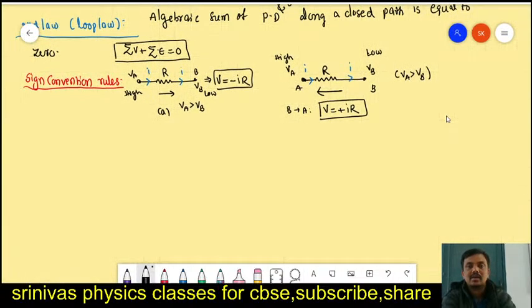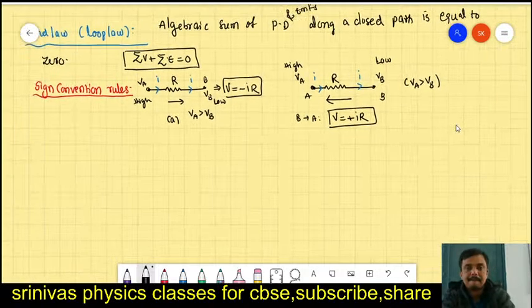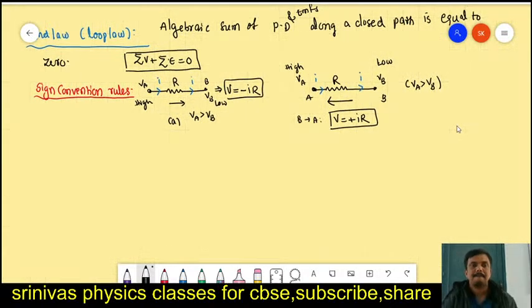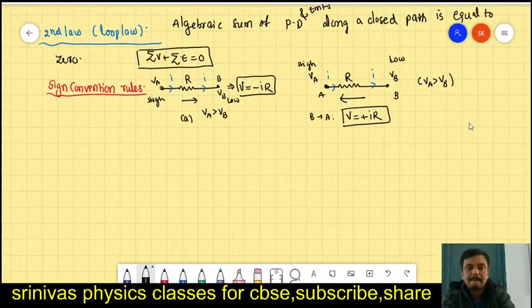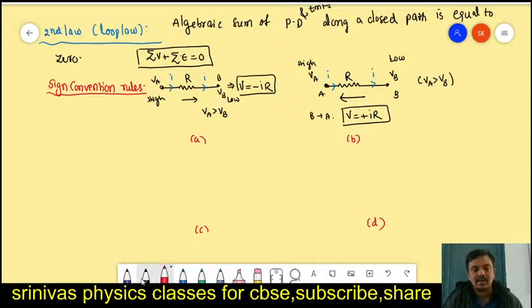Okay, right. And the next one is across the resistor. This is A and this is B. C and D I will explain. That is across the cell. If any cell comes here, this is a cell. Now this is the positive terminal and this is the negative terminal.